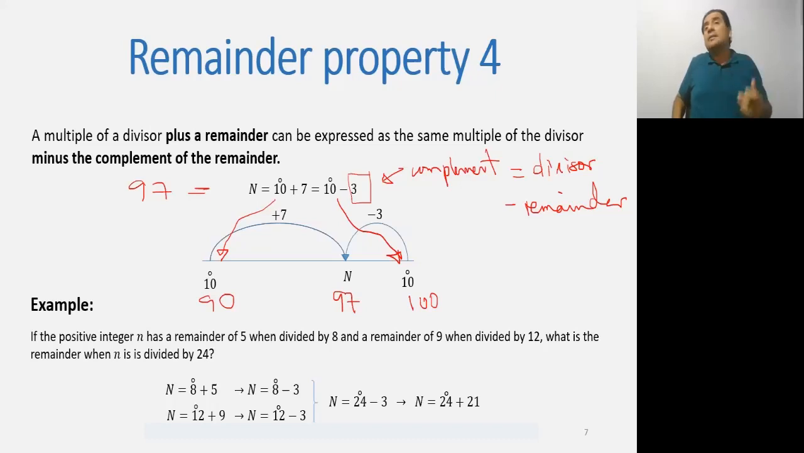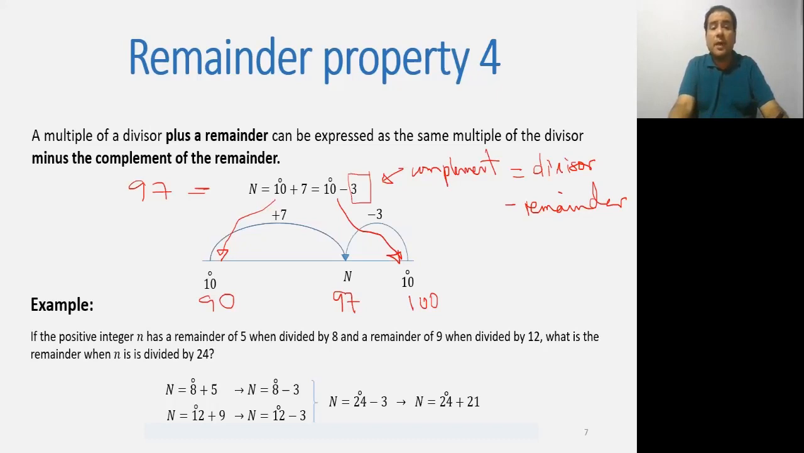Well, sometimes it facilitates the application of property number 2. Example: if the positive integer n has a remainder of 5 when divided by 8 and a remainder of 9 when divided by 12, what is the remainder when n is divided by 4? Well, here, this is interesting. Take a look.